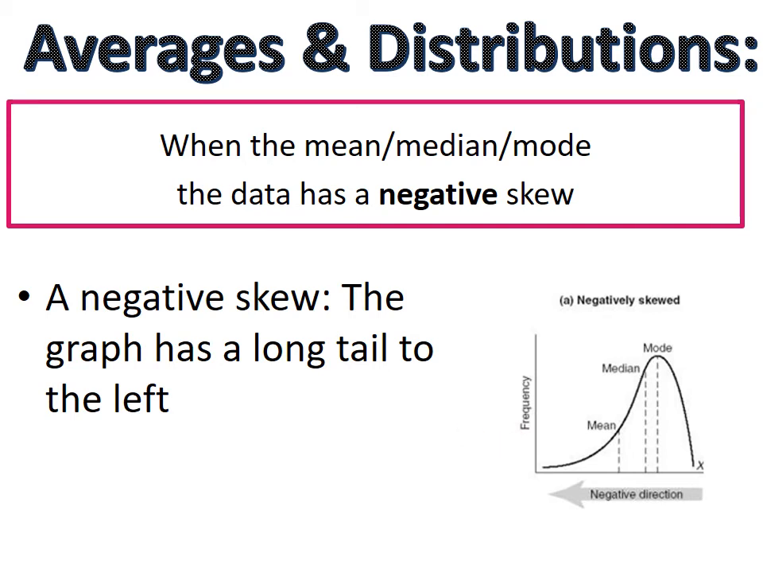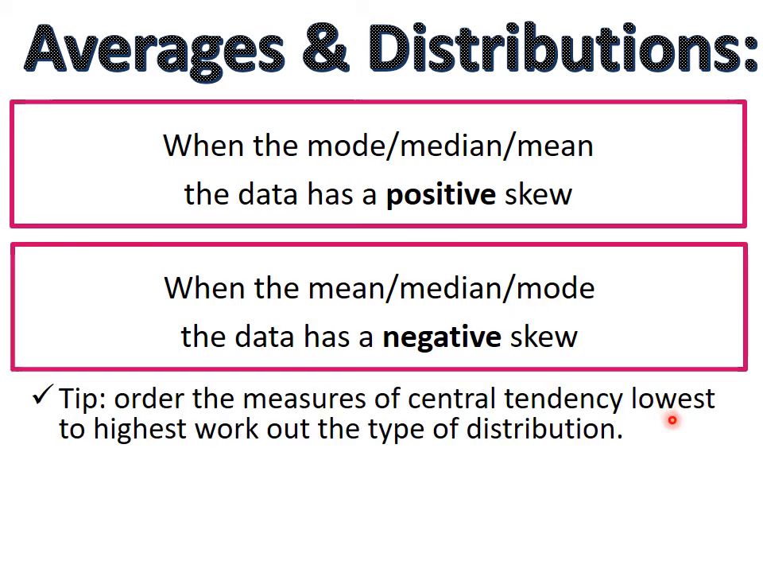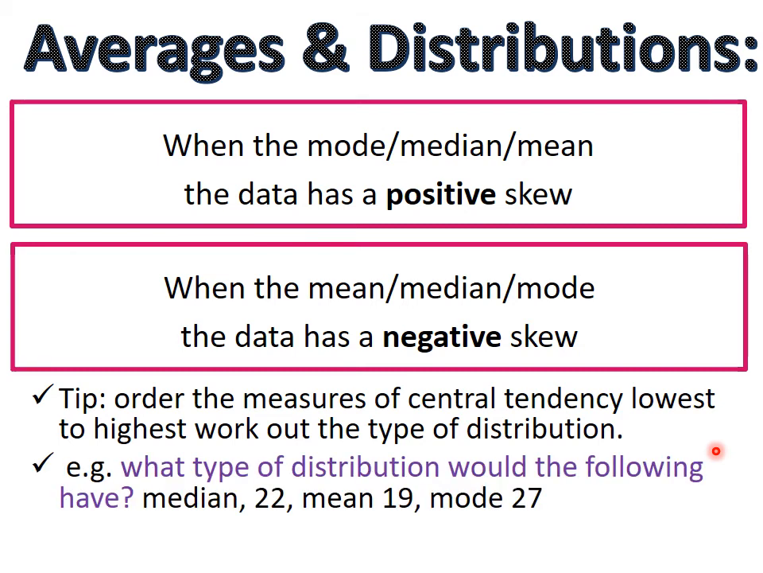So if they ask you in the exam what sort of distribution your data is going to have, first step, you're going to need to order the data and have a look. Is the mode the smallest or the mean? So mode, median, mean, positive. Mean, median, mode, negative. So as I say, order the measures of central tendency and then work out what your distribution is.